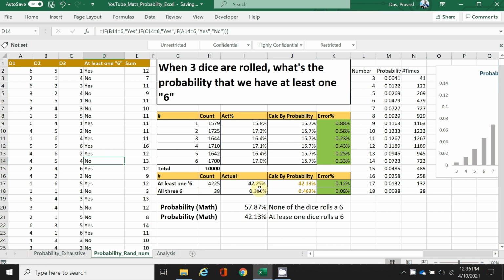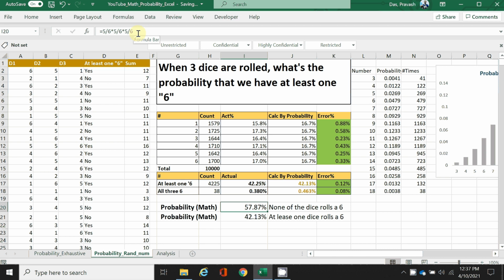So let's find the same answer using math, using probability. What is the probability when three dice are rolled that we get at least one 6? So how do we do it? Let's break this question down to something simpler. What is the probability that not a single die will roll a 6? That all the dice will have 1 to 5. That means they'll have 5 out of 6 options. So that will be 5 by 6 into 5 by 6 into 5 by 6. So that gives a percentage of 57.87%, right? So this is a case where not a single die rolls a 6.